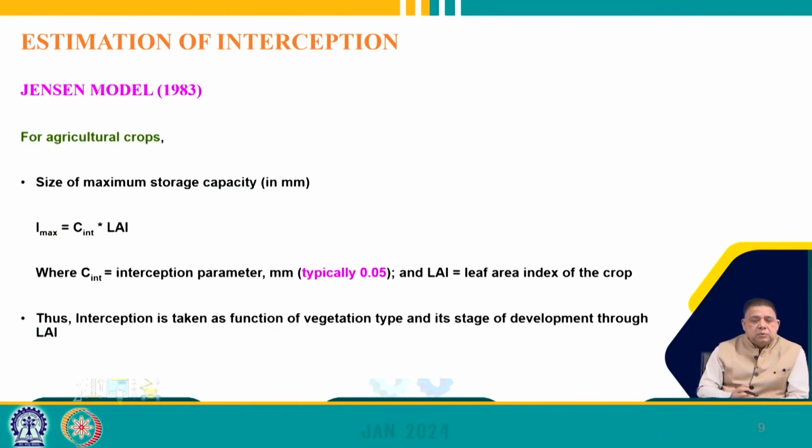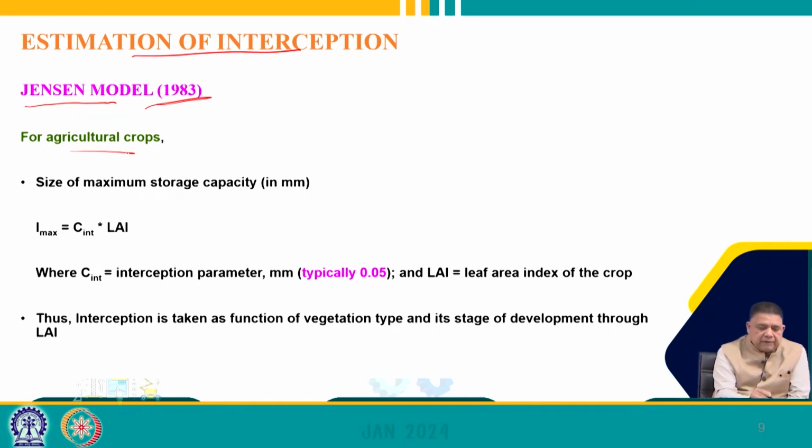Now, coming to the estimation of interception, besides experimentation, there are certain mathematical models also available for estimating interception, and one such model is given by Jensen in 1983. The Jensen model 1983 can be used, which was developed mainly for agricultural crops, and as per this model, the size of maximum storage capacity, which is nothing but the maximum interception, I max, is C int into LAI.